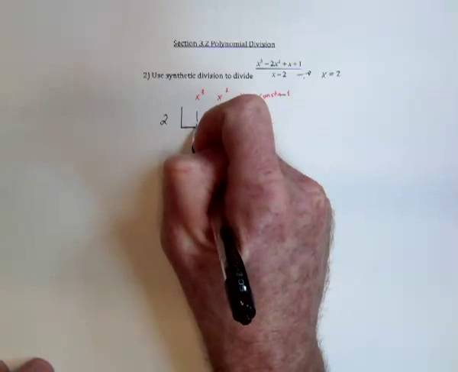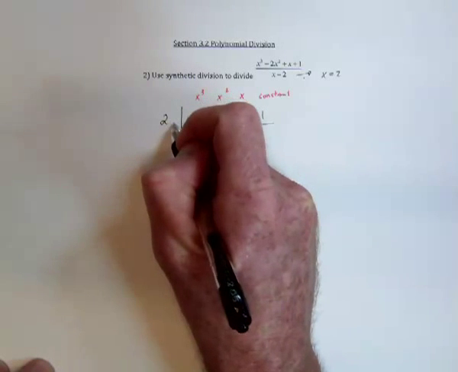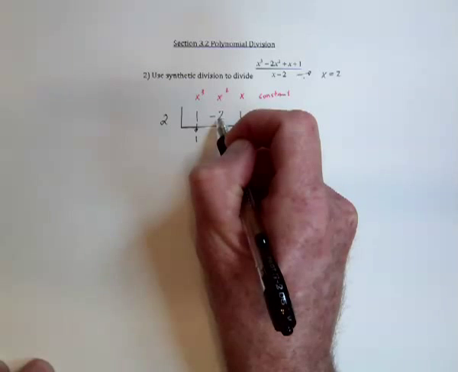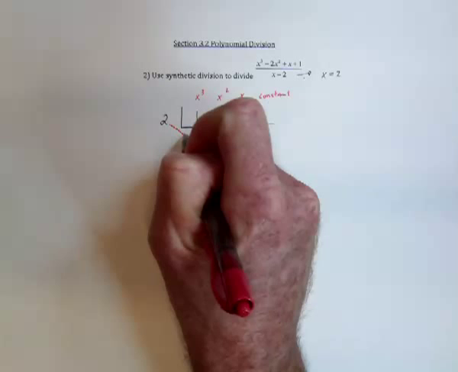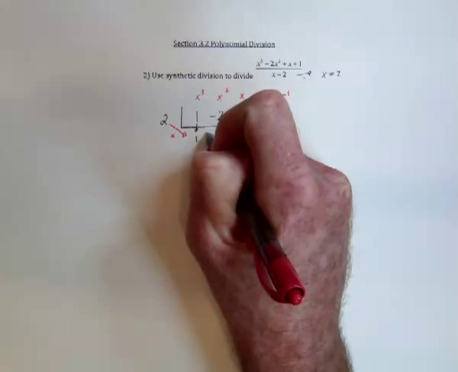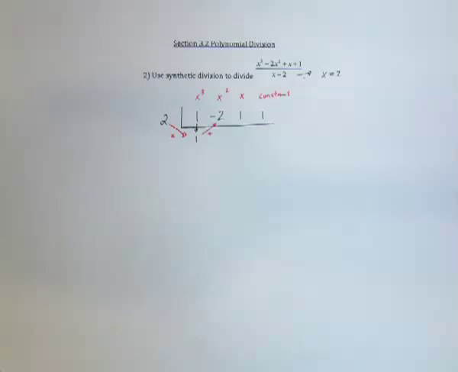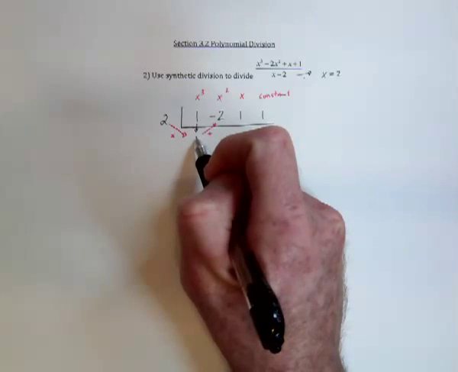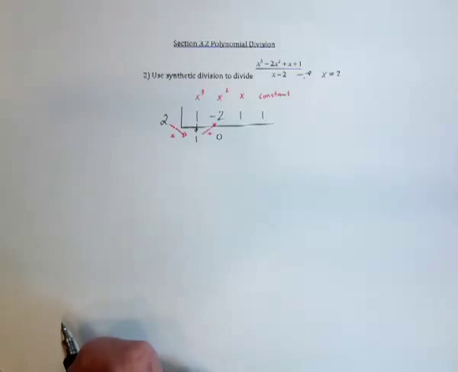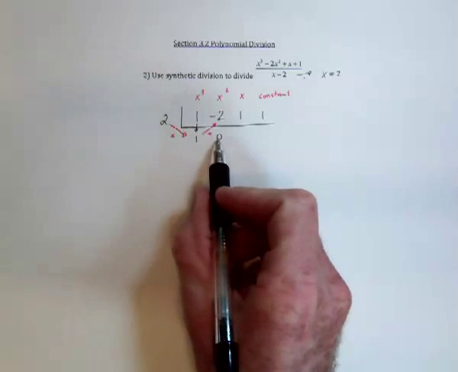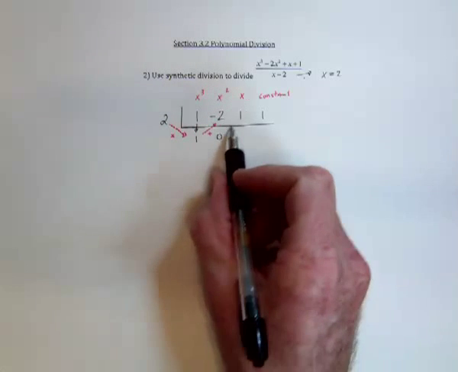Okay, now the process is, first of all, carry down this one, and then multiply these two and add it to that. So in this direction we multiply, and then in this direction we add. So it's going to be a 2 added to a negative 2 is 0. And then just repeat that process. A 2 multiplied with a 0 and then added to a 1. So it's going to be a 0 added to a 1.